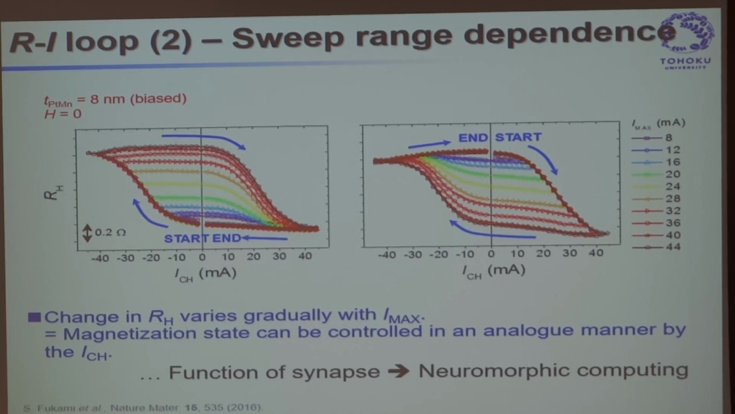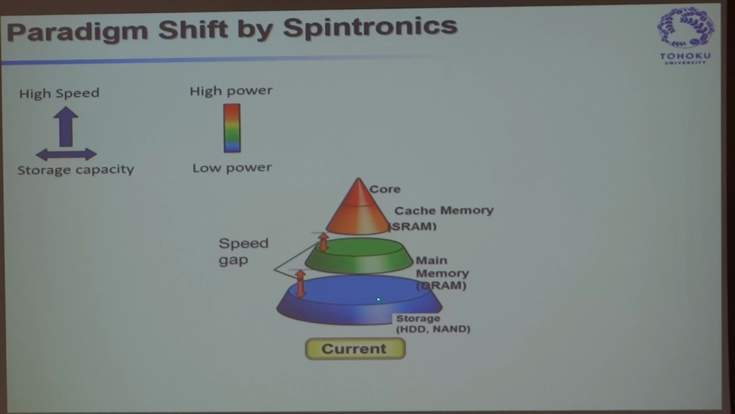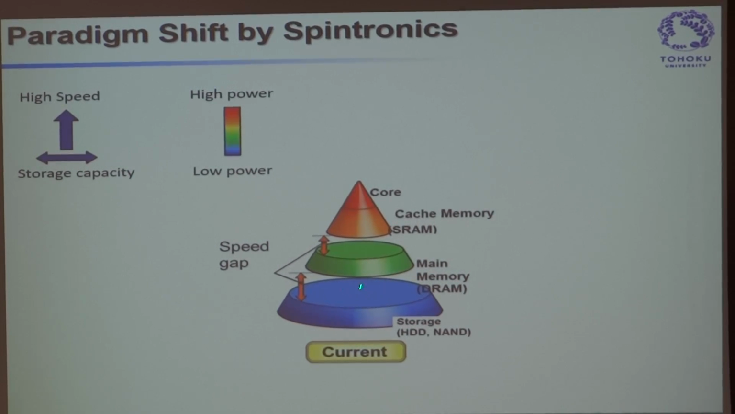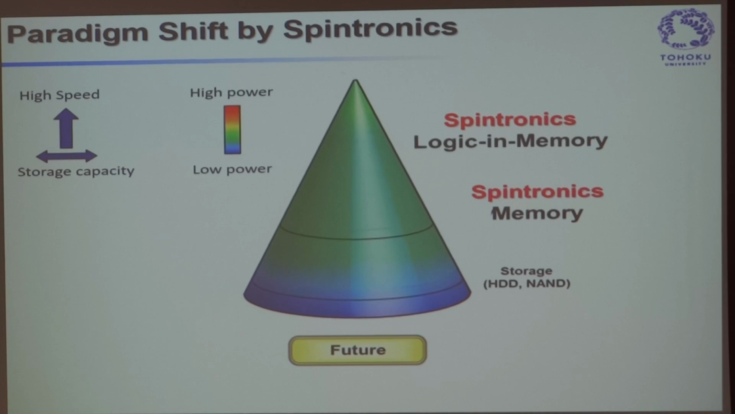Okay, all right. So basically, once again, I'm going to show you: today we have this speed gap between DRAM and SRAM, and also between DRAM and hard disk drive or NAND flash. And we are hoping that with these devices, we can get this gap removed. And with other Spintronics-based technologies, we are hoping that in the future we get higher performance with greener, less power. So with this, I'd like to thank you for your attention. Thank you very much.